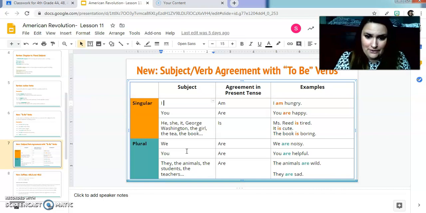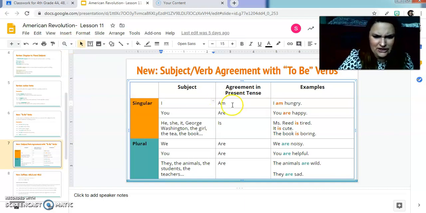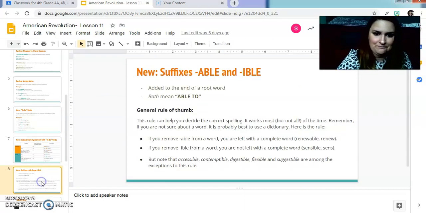If your subject is plural, you're always going to use are. So the animals are wild. They are sad. Remember, singular is the only time you really have to think about whether it's am or is. But plural, you're always going to use are. And remember, in the singular, am and are are really the only ones you have to kind of think about too, because they're the exceptions. You're pretty much always going to use is for plural.